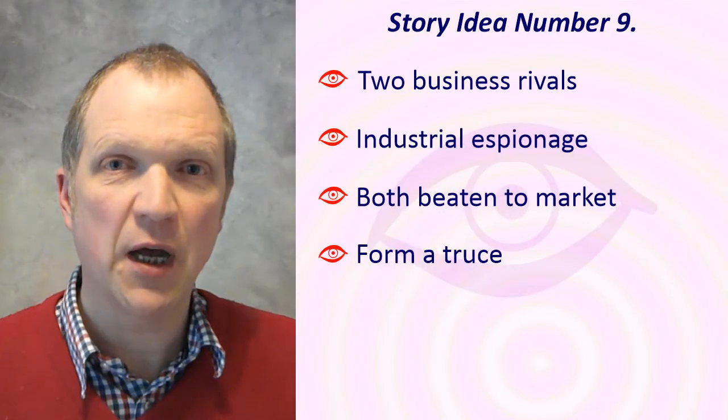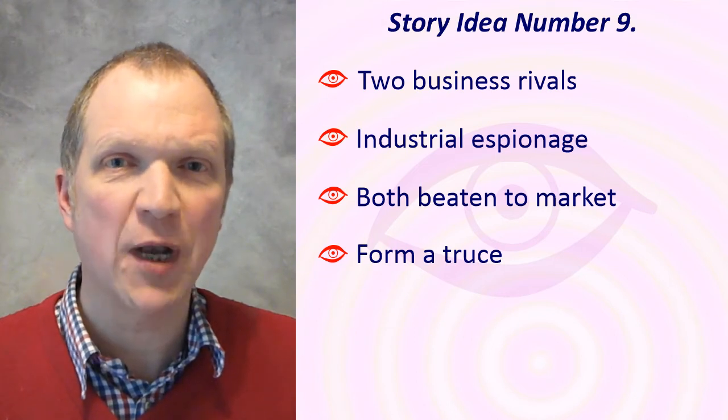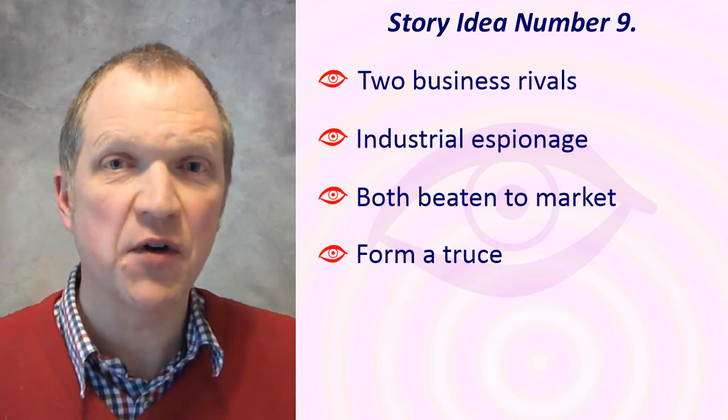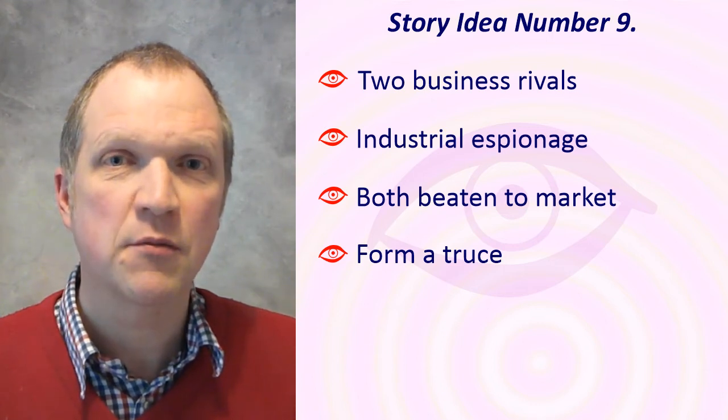Story idea number 9. Two business rivals are each developing unique treatments to regrow body parts. An employee at one of the companies is bribed or blackmailed to tamper with their tests by their rival boss. They think they've succeeded only to discover that similar industrial espionage has taken place in the other workplace.